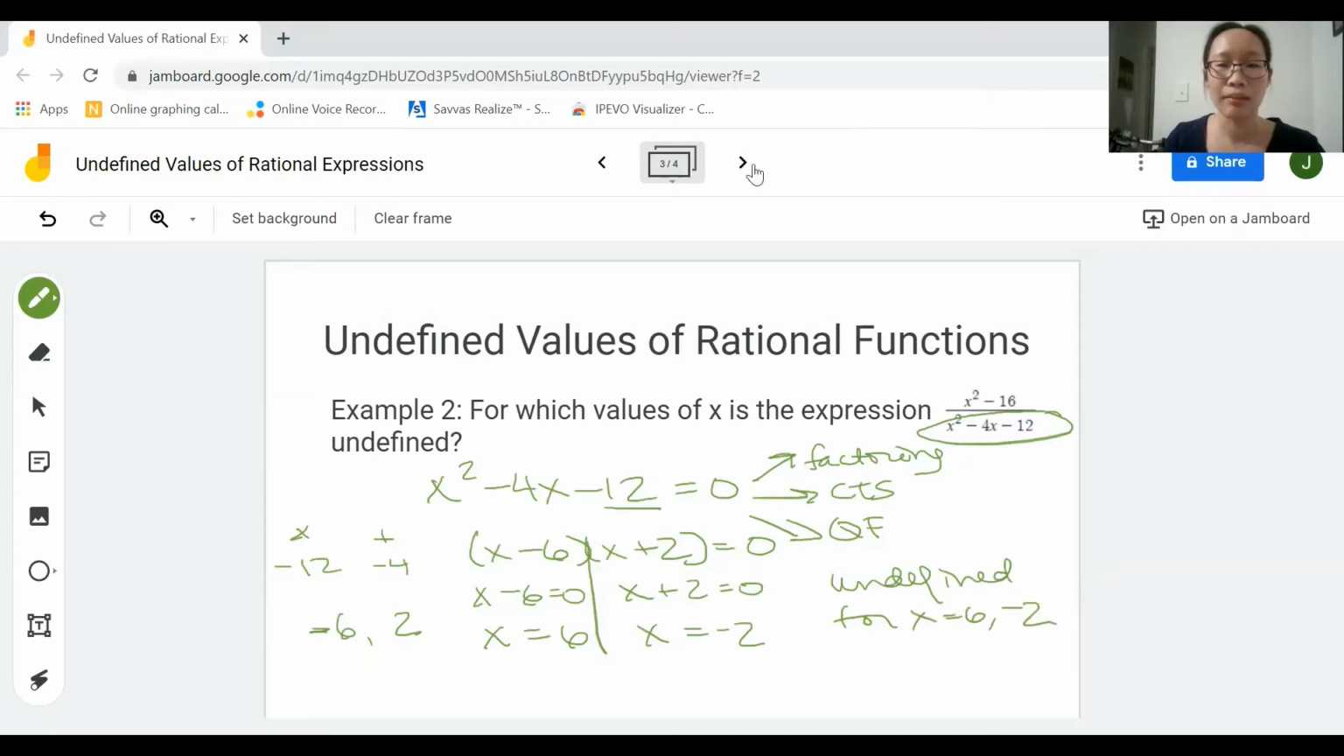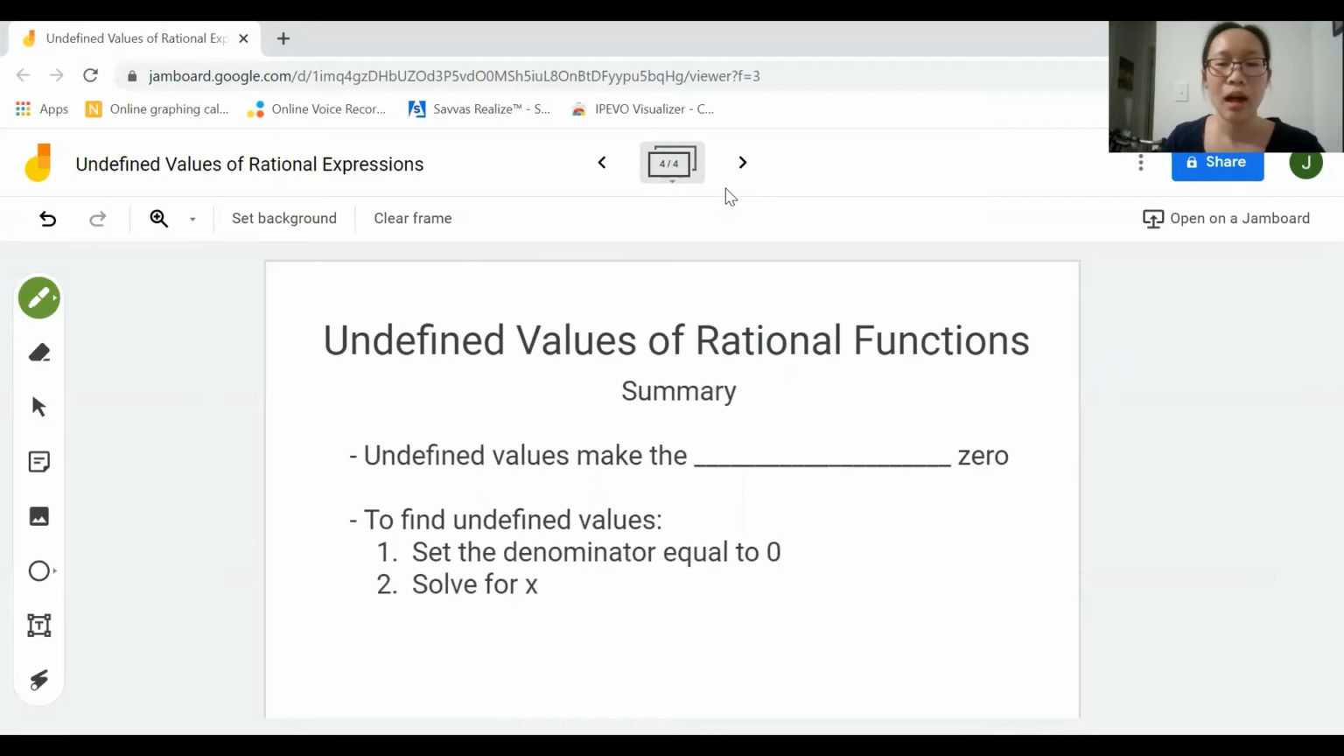Let's summarize. Undefined values make the denominator 0. We can ignore the numerator right now because the numerator is allowed to do whatever it wants. We'll worry about that in another lesson. To find undefined values, very easy. We just set the denominator equal to 0 and we solve for x.